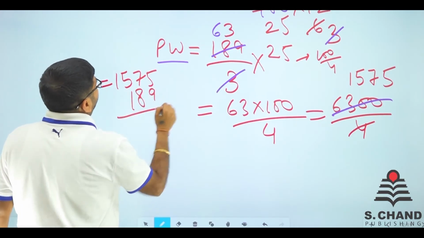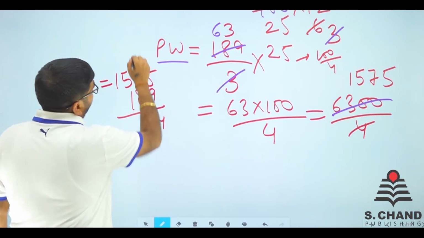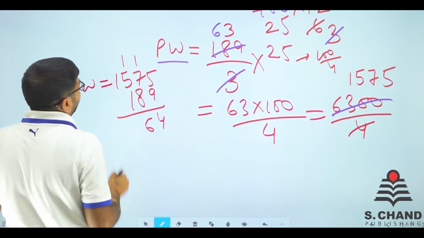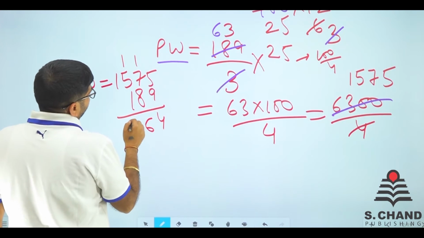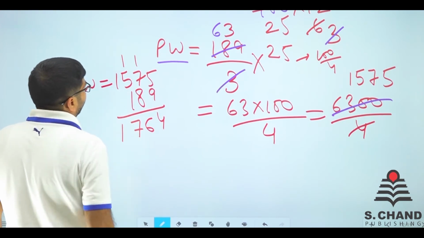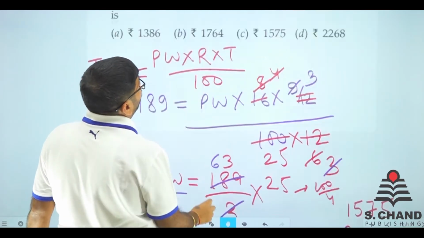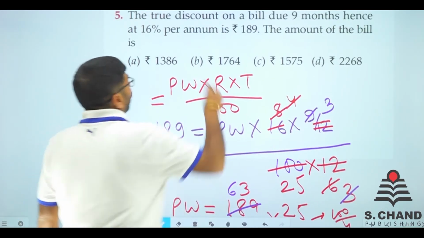If we add 189 to it, 9 and 5 is 14, 1 carry, 7 and 8, 8 and 8, 16, 1 carry, 5 and 1 and 6 and 7. So the final answer is 1764. That is the final amount due. So 1764. Here we go.